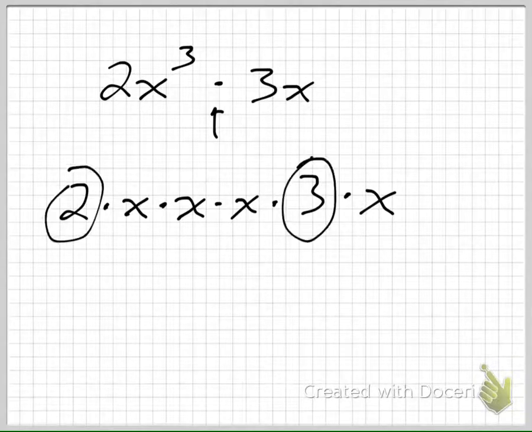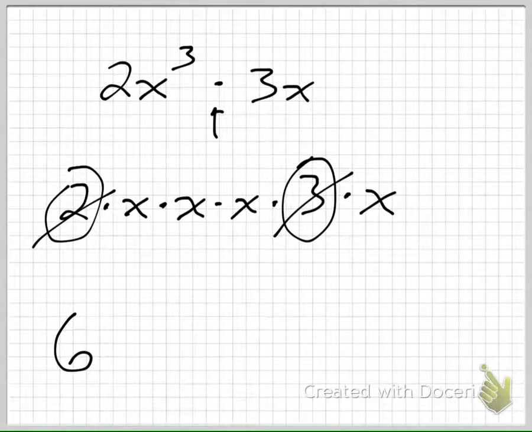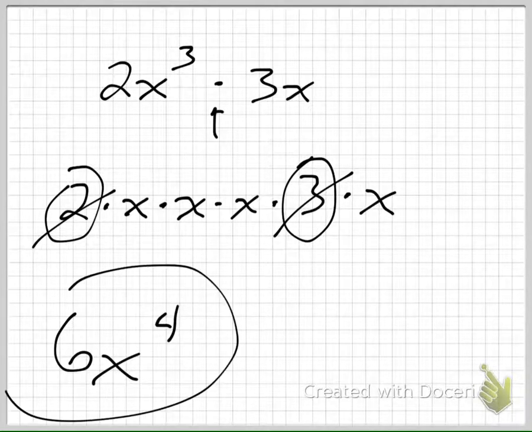What is 2 times 3? Okay, they're done. And then what do I have left? 4 x's. Do I go 4x? So what do I do? X to the 4th, right? If you write them like that, 6x to the 4th. Does that make sense?